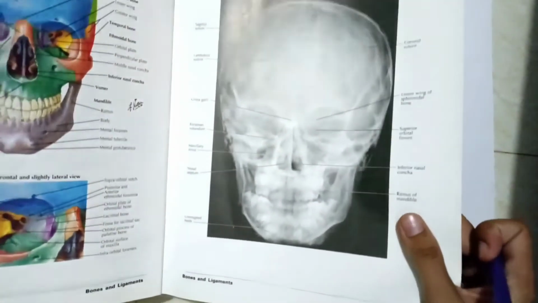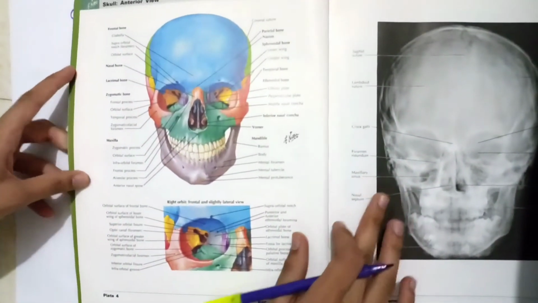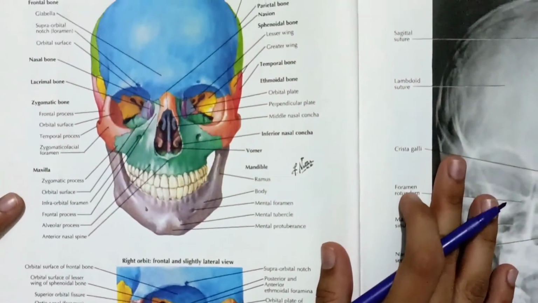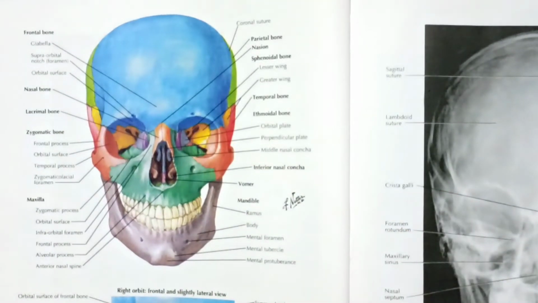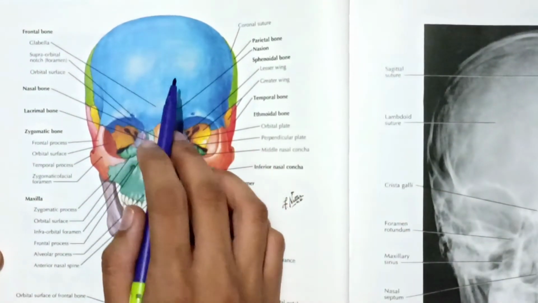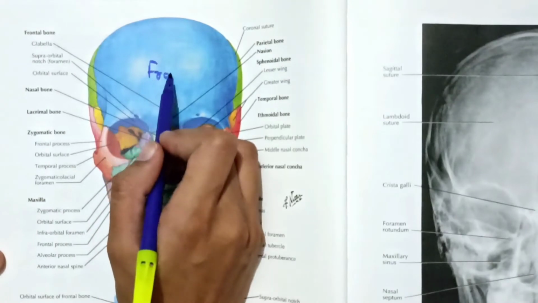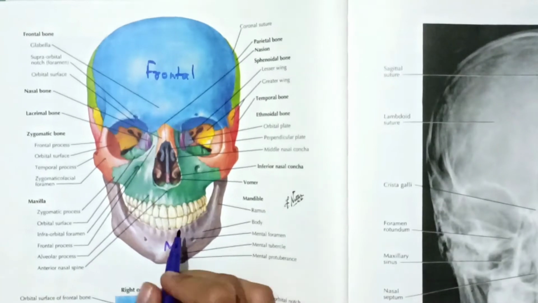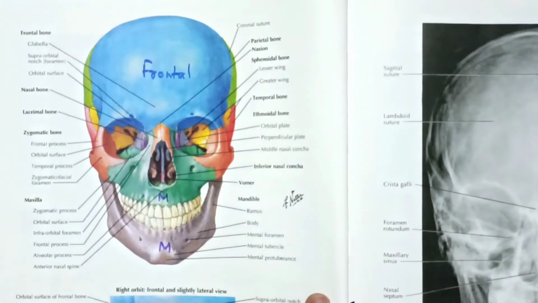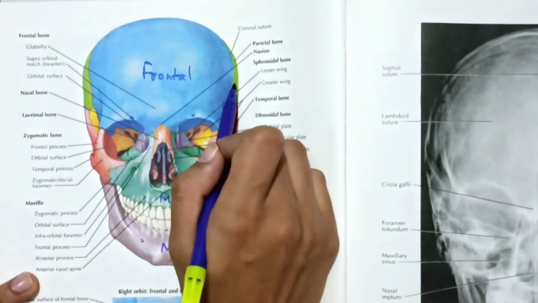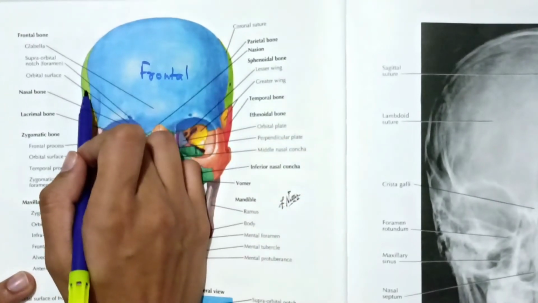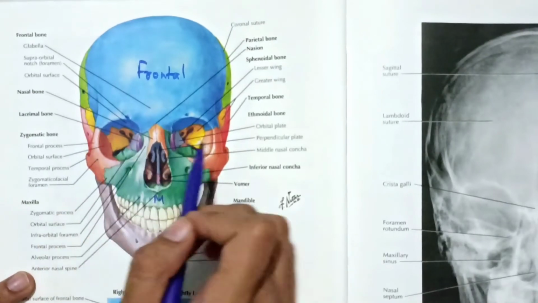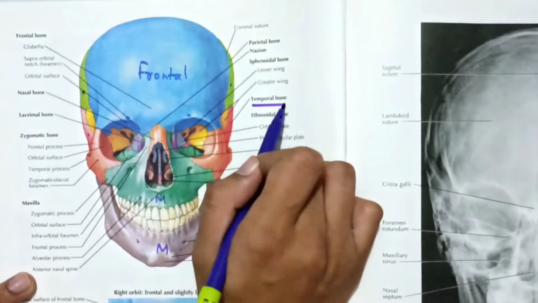So let's see. This is norma frontalis, the frontal view. In the frontal view, which bones are we seeing? This large blue colored bone is the frontal bone. Then you can see this is the mandible, this is maxilla, so these are clear large bones. Then this green color is the parietal, two parietal bones. Then these two red ones are the temporal bones.